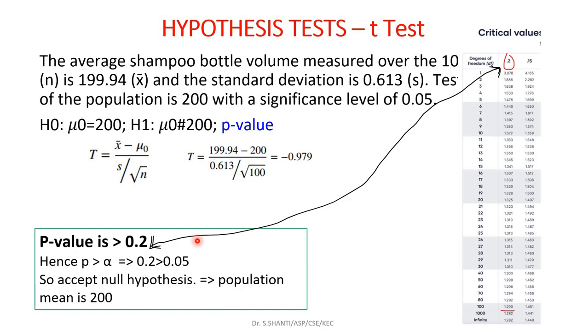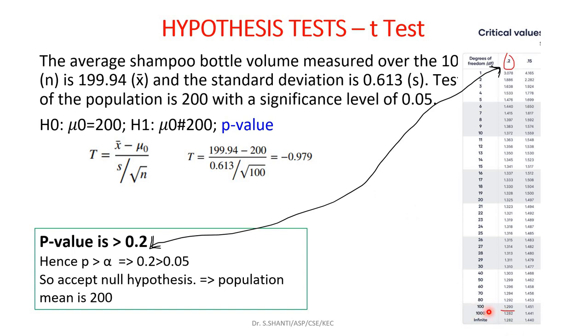For the first problem, again we can make a conclusion based on the p-value. In this problem, mu naught equal to 200 and the alternate hypothesis is mu not equal to 200, and we compute the p-value. Here the number of observations is 100, and the computed value is minus 0.979, with degrees of freedom 99.